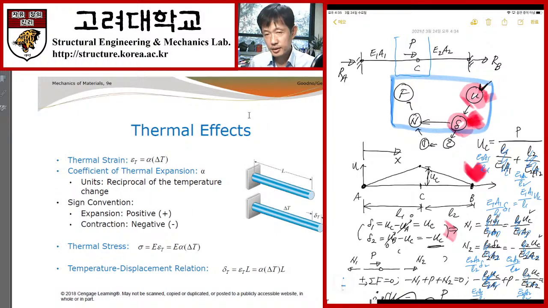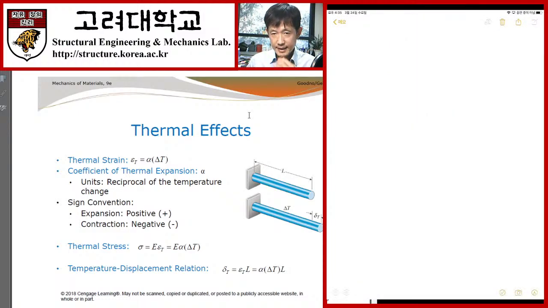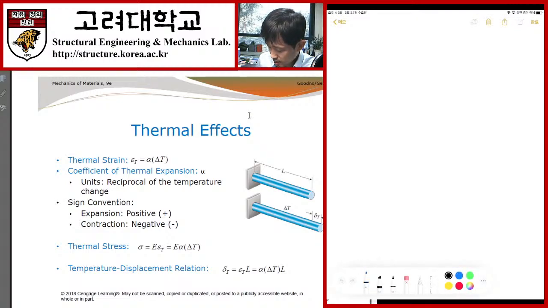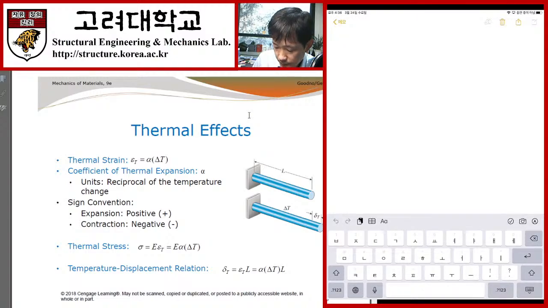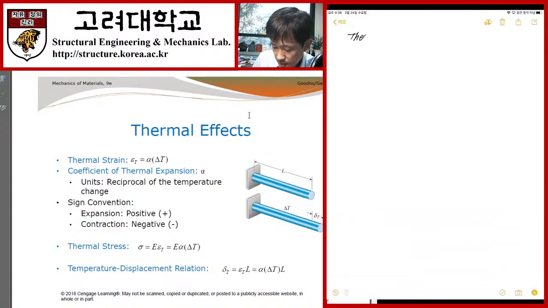So if you don't have questions, let's move to the next subject. The next subject is thermal effect. But here, instead of using the terminology of thermal effects, I want to call it non-mechanical strain. So I'd like to generalize this thermal effect to non-mechanical strain.